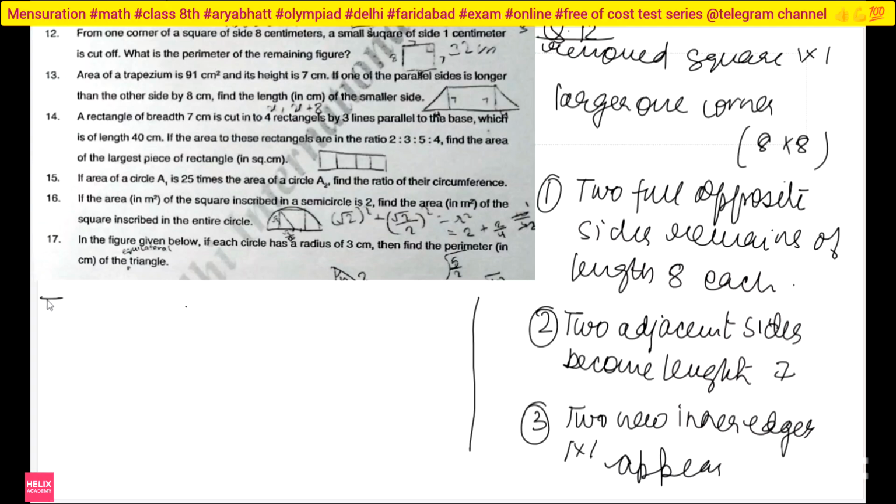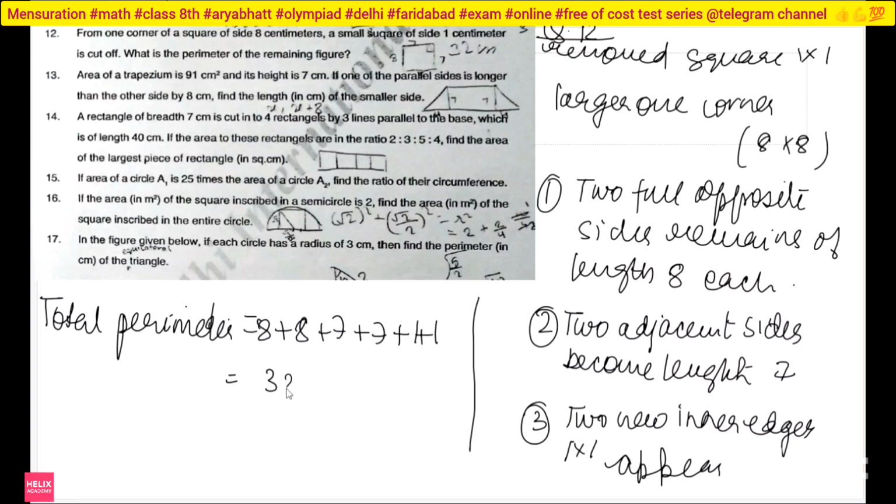So total perimeter will be what? Total perimeter will be 8 plus 8 plus 7 plus 7 plus 1 plus 1, right? So it becomes 32 centimeter.